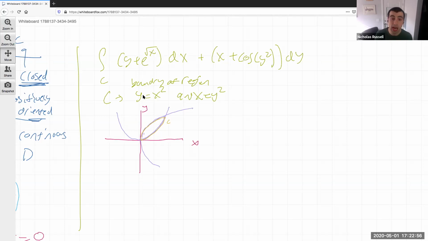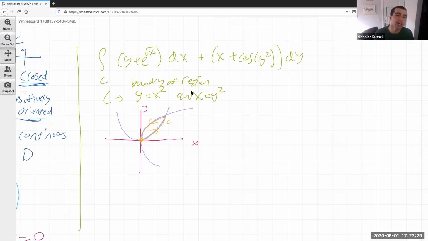Okay, so it doesn't say anything specifically about what orientation we are in. Let's assume we're positively oriented because we're not told. So we assume that we're positively oriented here. We kind of go backwards like this. We start at this point. So a couple things to note here. One, this integral is another way of saying the amount of work done to move an object along this curve with a vector field of y plus e to the square root of x and x plus cosine of y squared.